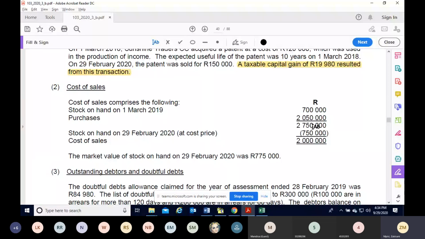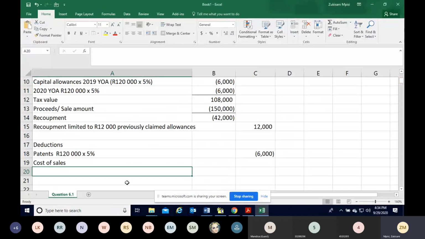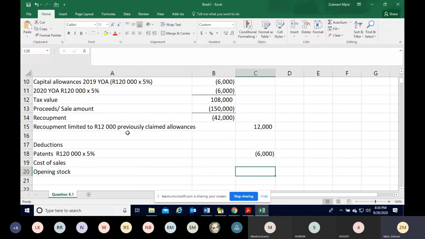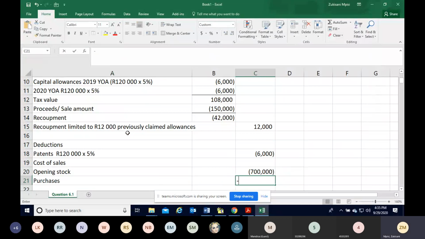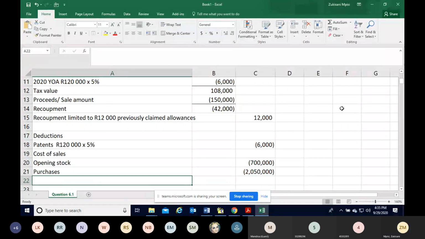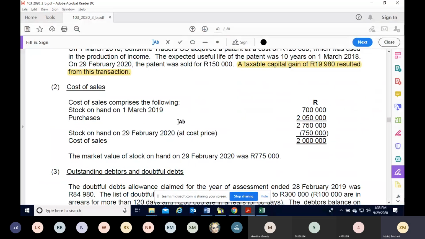You've got stock on hand on 1 March of 700,000, which is opening stock. You've got purchases of 2,050,000. So remember, the opening stock becomes a deduction in your hands as 700,000. And your purchases become a deduction as well. So it's like you can quickly write off these things.